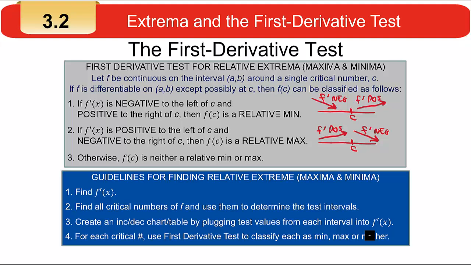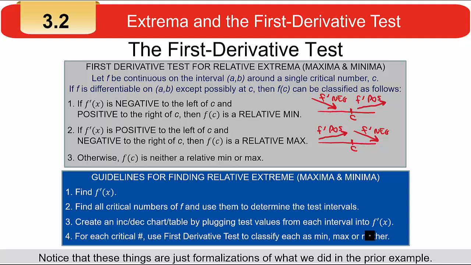And finally, for each critical number, use that first derivative test to classify a critical number as either a max or min or neither. If you get the up-down behavior, you found a max. If you get the down-up behavior, you've got a min. And if you get up-up or down-down, it's neither. So I'm trying to say this in a bunch of different ways, and I'm trying to summarize what we've done, but the idea is very, very simple. Take a derivative, find the critical numbers, build your increasing, decreasing chart, use your test values, and then use the first derivative test to classify what you found as either maxes or mins or neither. Fairly simple. Just formalizations of what we've already talked about.